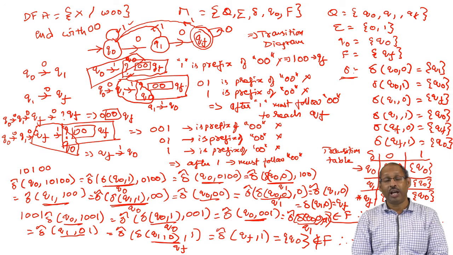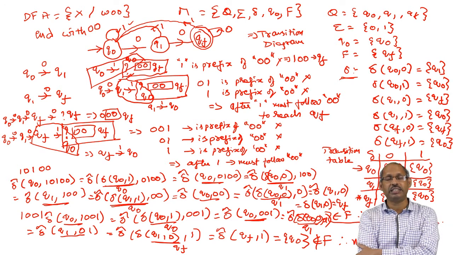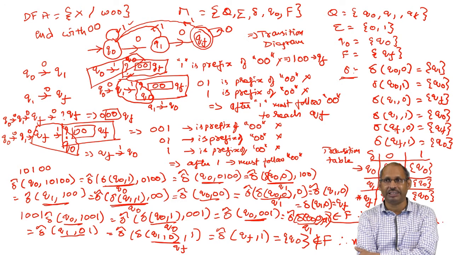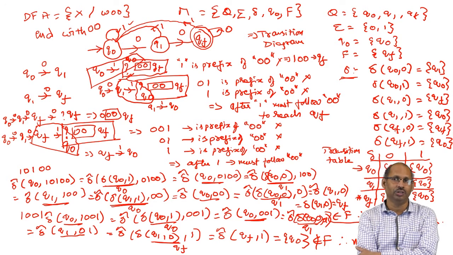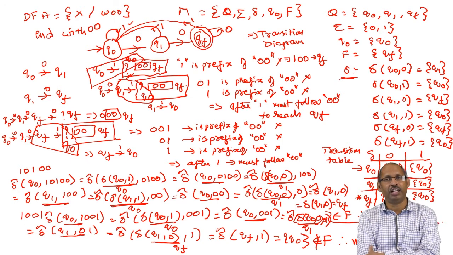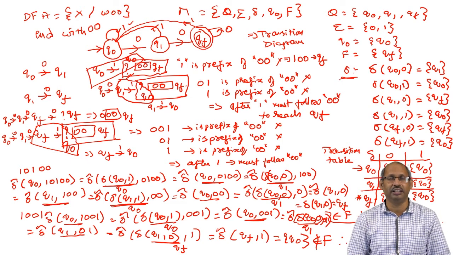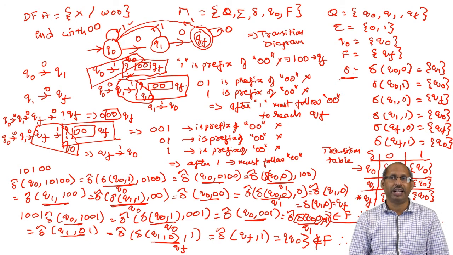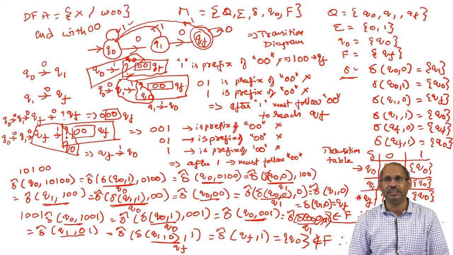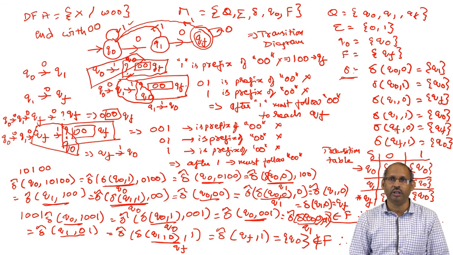So, we are proving our assumption is correct by taking one string for acceptance and one string for not accepted. Whenever we are asked to construct a deterministic finite automata, we have to draw the transition diagram, transition table, five tuple notation, then one example string for acceptance and one example string for not accepted.